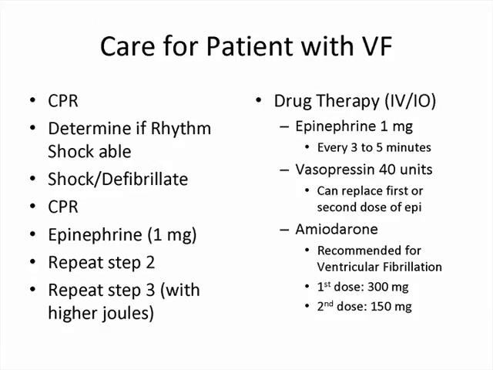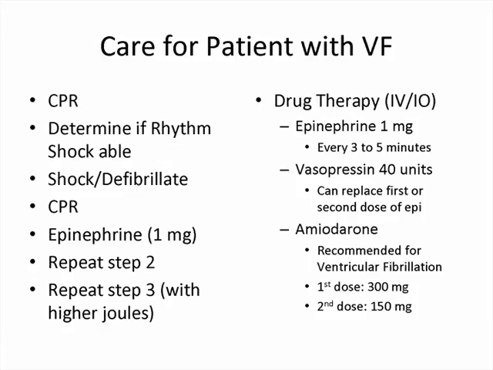Almost all systems have gone to biphasic now, which means that you're going to start at 50 joules, then 100, then 150 to 200 joules. You want to keep going at a higher juice until you reach the maximum. If this is a monophasic, you will be at 150, 200, and then 300 or 360, depending on what the highest is. The drug therapy, either IV or IO, again, you're going to give epinephrine 1 milligram. You can give that every 3 to 5 minutes.